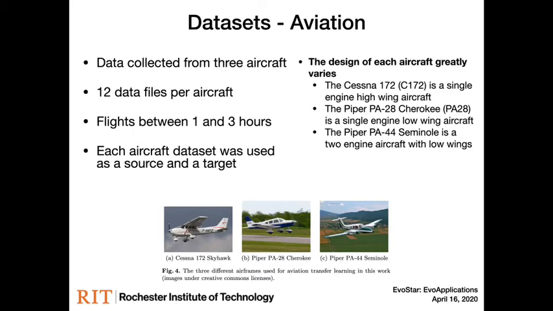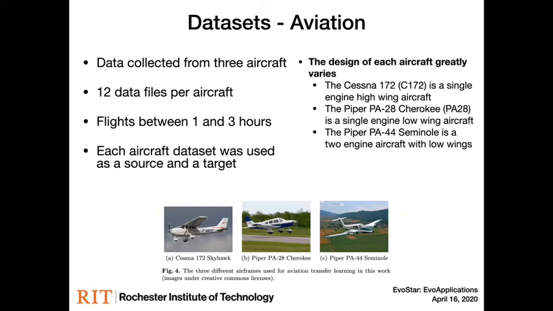And so we have these 3 aircraft, the Cessna 172 Skyhawk, which I'm going to call a C-172, Piper PA-28 Cherokee, which I'm going to call a PA-28, and a Piper PA-44 Seminole, which I'm going to call a PA-44. The PA-44 is significantly different from the PA-28 and C-172 because it has 2 engines, which means it has a lot more sensor readings or input parameters.